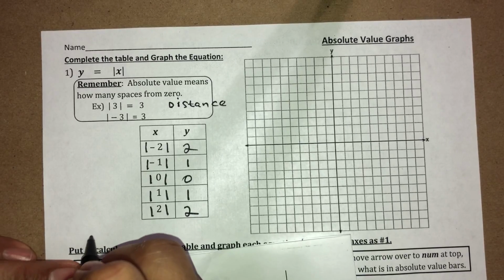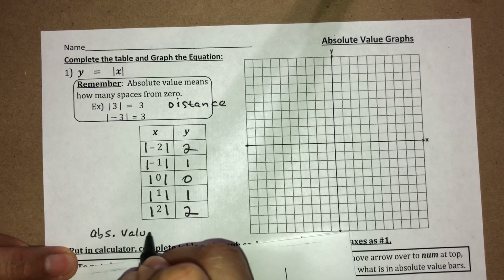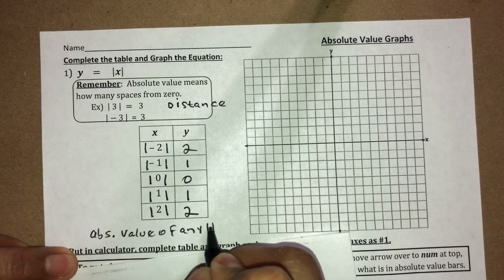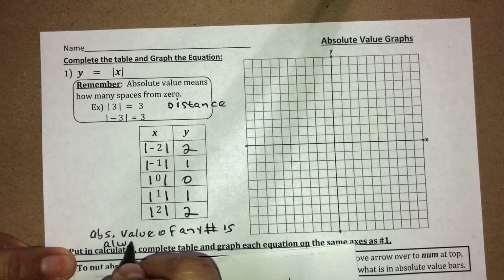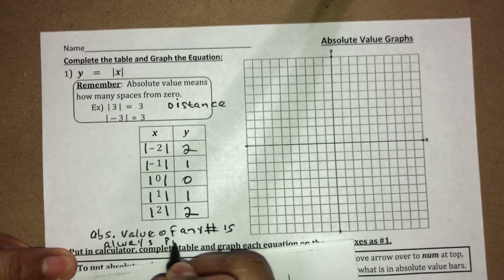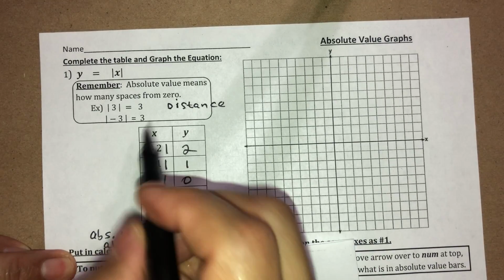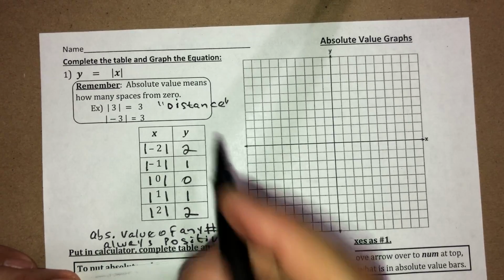Let me write down here. Absolute value of any number is always positive, all right? Remember, we're talking about distance, all right? That's why you cannot have negative distance, impossible.